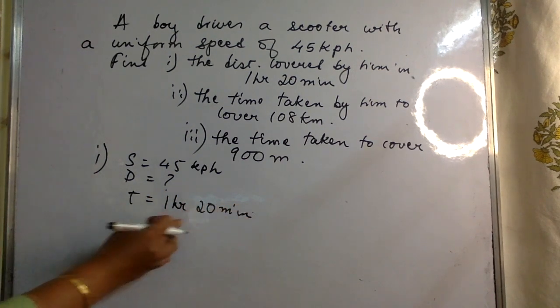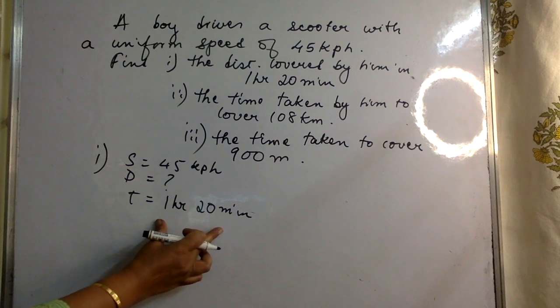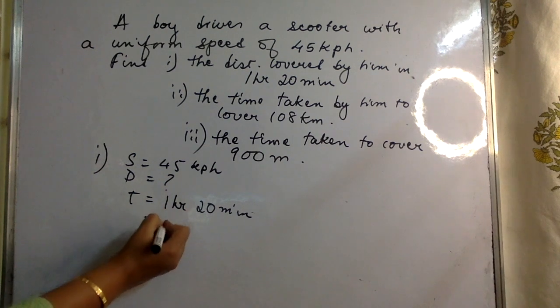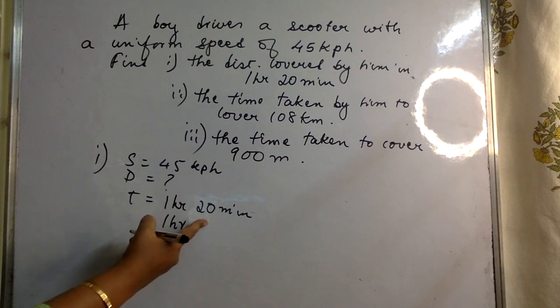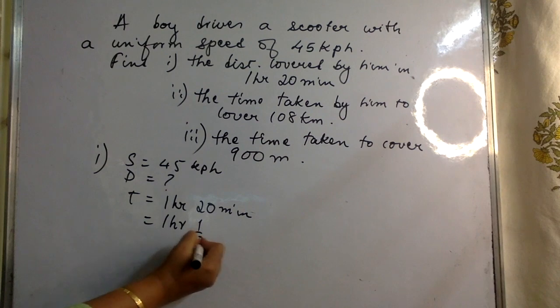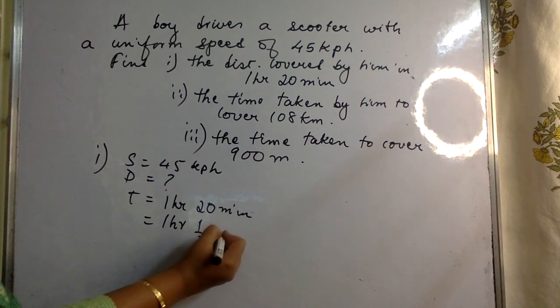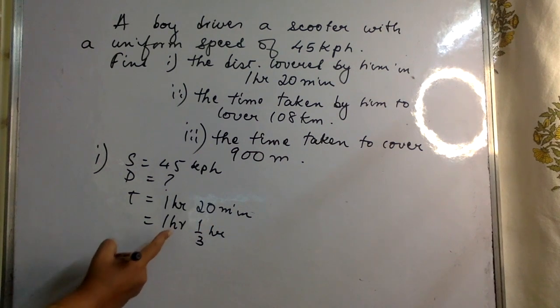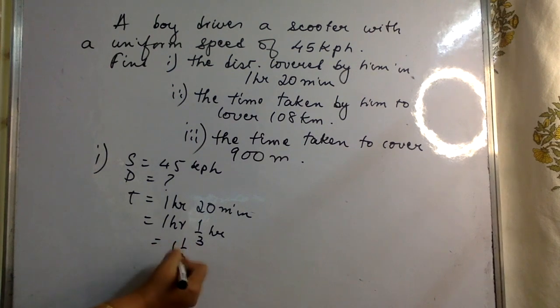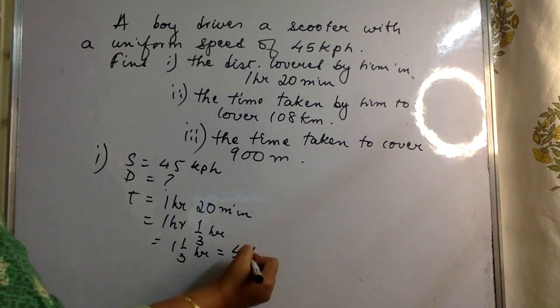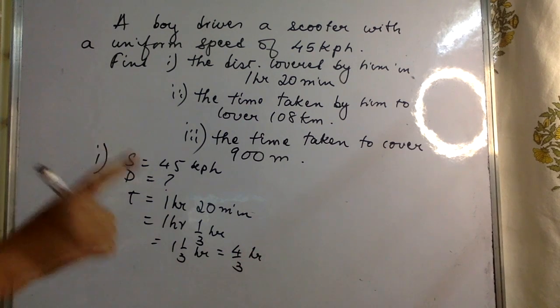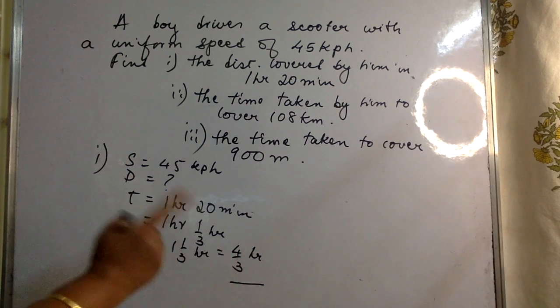Now if I want to write the full thing in hours, because I can't calculate with this, so what I'll do, 1 hour, and this is 1/3 of an hour. Okay, 1/3 hour. That makes it 1 and 1/3, which is how much? That is 4 by 3. Okay, 4 by 3 hour. So for our calculation, we are going to use this and nothing else.